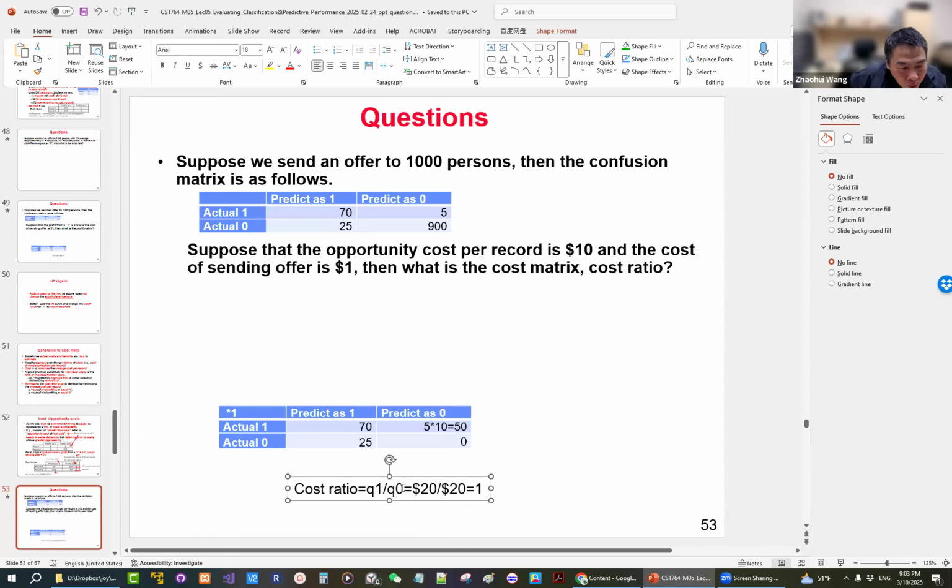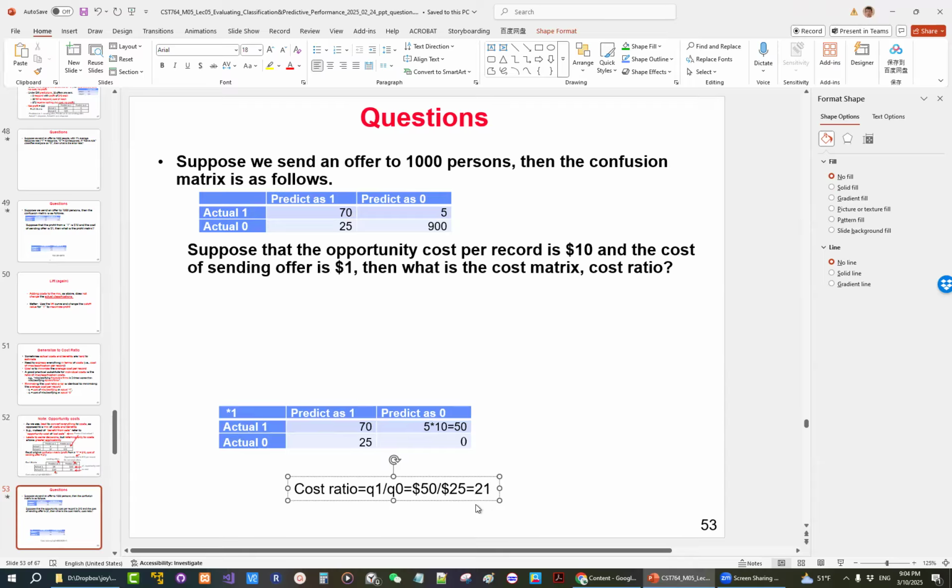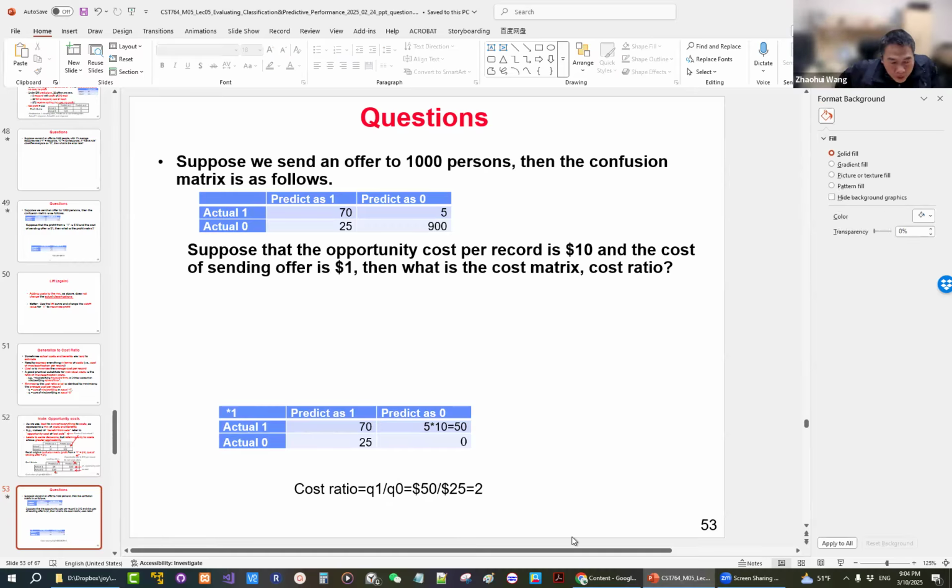So Q1 will be misclassified 1. Misclassified 1 will be this one, 50, over Q0, 25, misclassified 0. Misclassified 0 will be 25. Okay, so the ratio will be 2. Cost ratio 2.